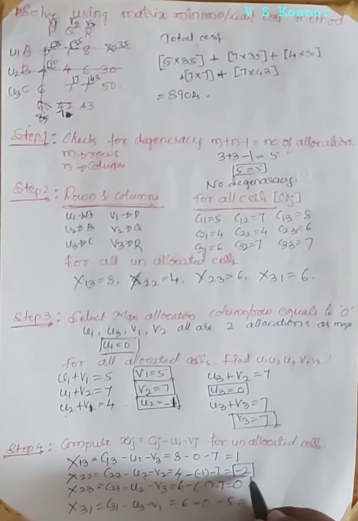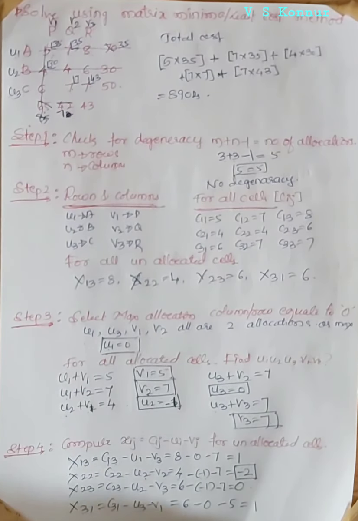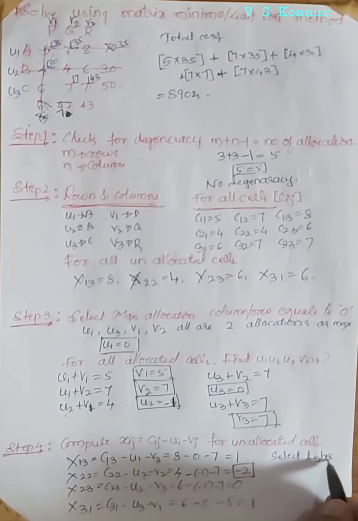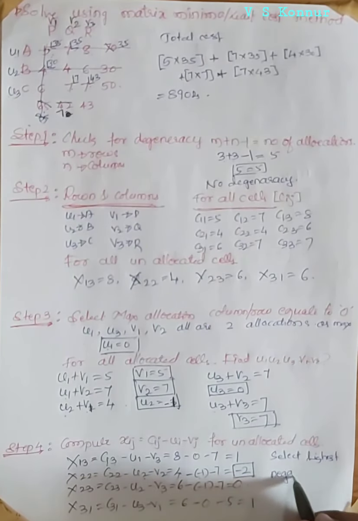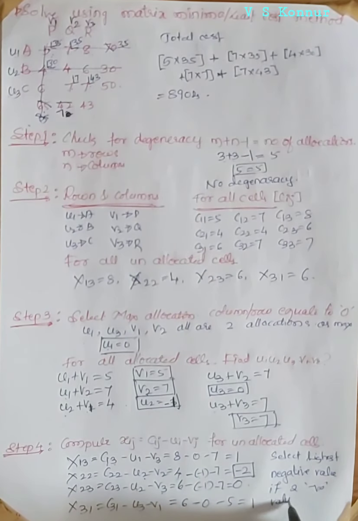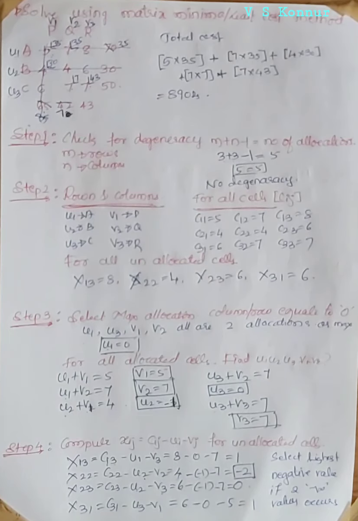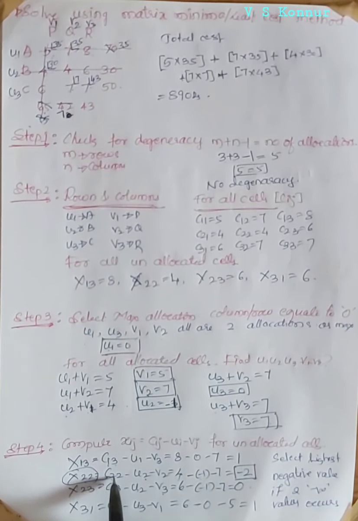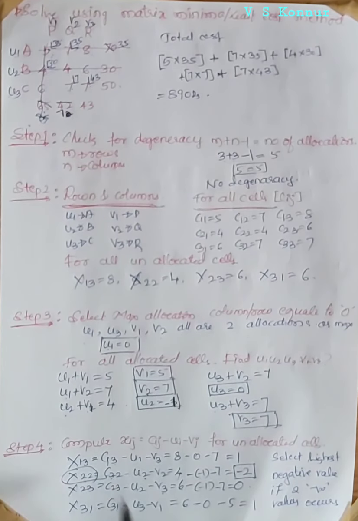So we have got one negative value in this problem. So select the highest negative value. If two negative values occur in the xij values, you have to select the highest value. Here it is only one negative, so you have to select that. x22 is nothing but c22. c22 we have to select, and we have to start the loop from c22.